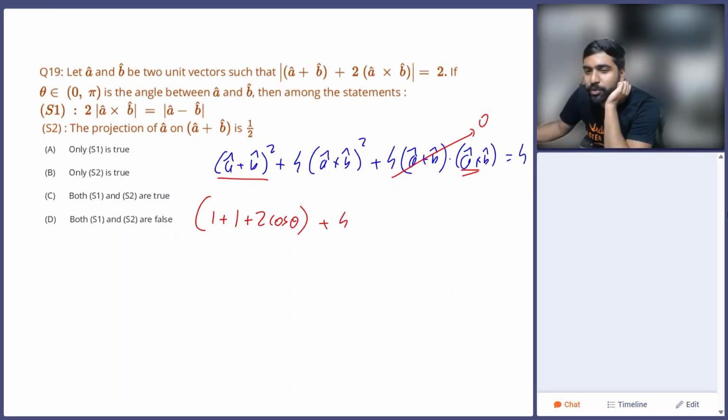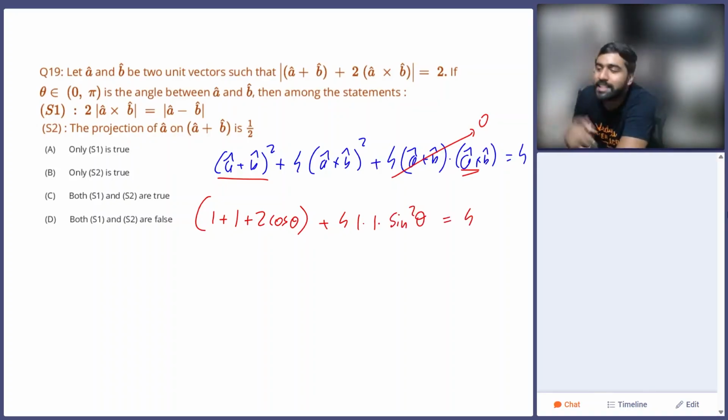Plus 4 times what is |a cap × b cap|², that's (a cap × b cap) dot (a cap × b cap), that's magnitude squared over here. What is magnitude? That's |a cap| |b cap| sine theta whole squared, sine square theta, equals 4. This is the expression that you have. So what do you have over here? You have 2 plus 2 cos theta plus 4 times (sine square theta minus 1). What is sine square theta minus 1? That is minus cos square theta, equals 0.